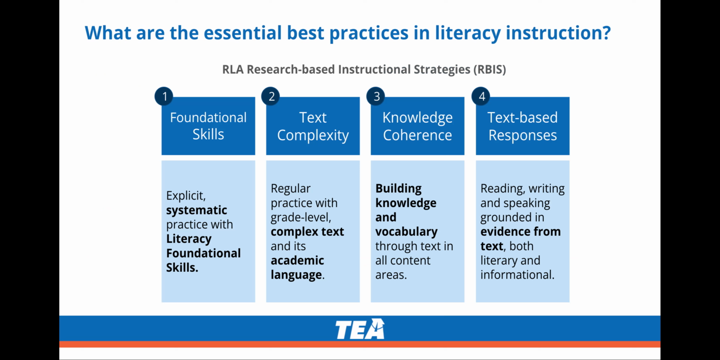In literacy, we've identified 4 RBs in reading. We have foundational skills, which is explicit, systematic practice with literacy foundational skills. Text complexity is regular practice with grade-level complex text and its academic language. Number 3 is knowledge coherence, when we're focusing on building background, also building knowledge and vocabulary through text in all content areas. And last but not least, text-based responses: reading, writing, and speaking grounded in evidence from text, both literary and informational.